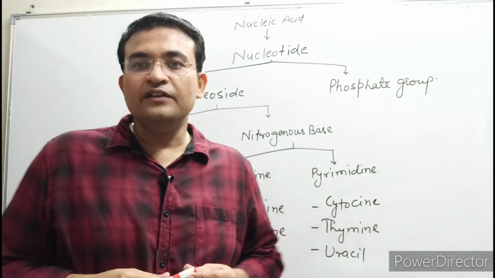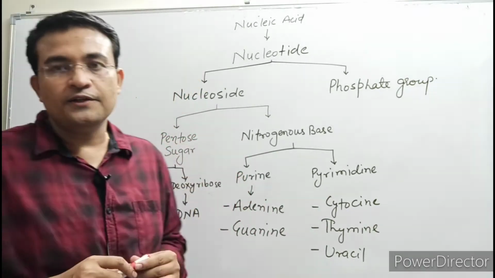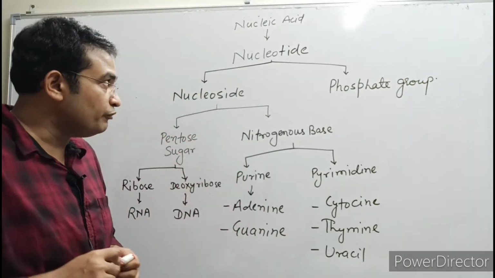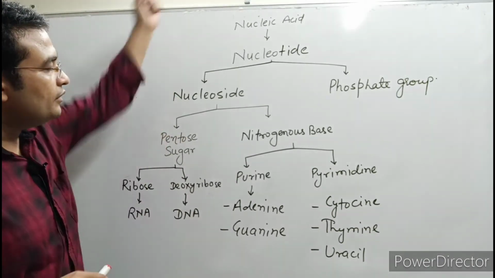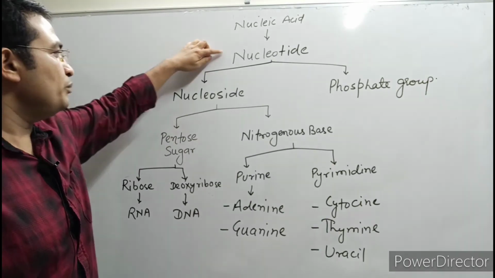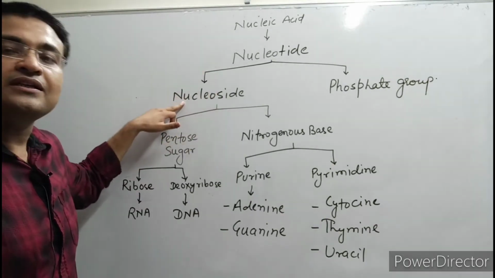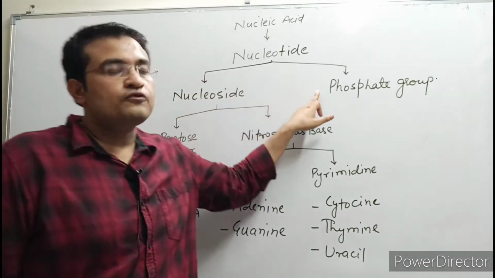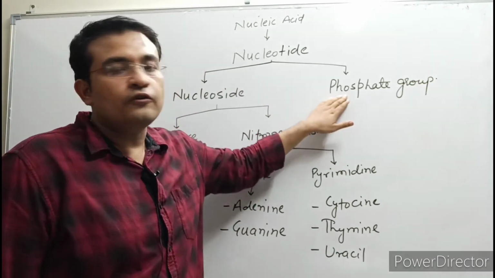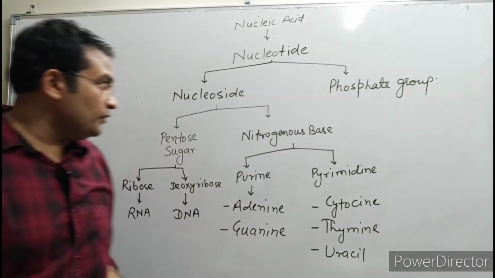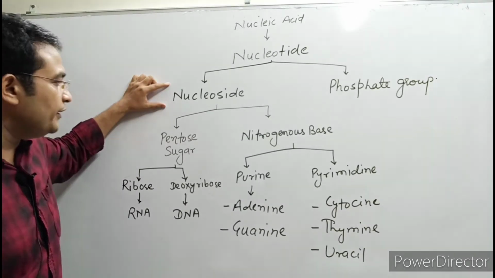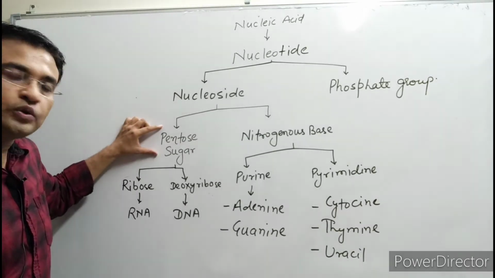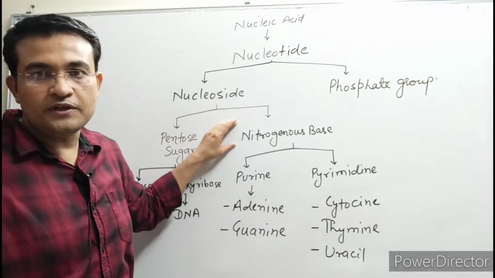As we discussed that nucleotide is the unit of nucleic acid. So if we see the structure of nucleotide, we can see this array diagram, and here you can say nucleotide is made up of two type of compounds. One is nucleoside and other is phosphate group, or you can say it phosphoric acid group. So nucleoside can be further divided into two parts. One is pentose sugar and other is nitrogenous base.